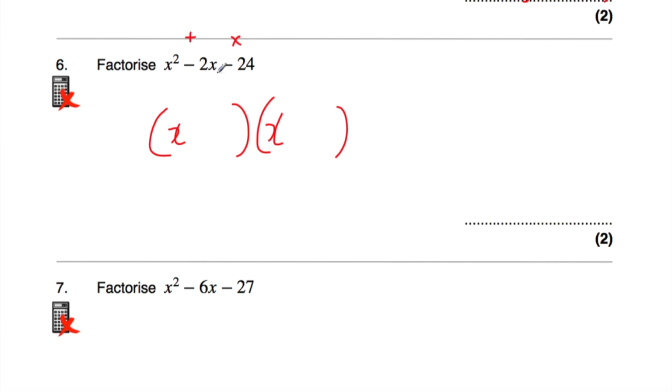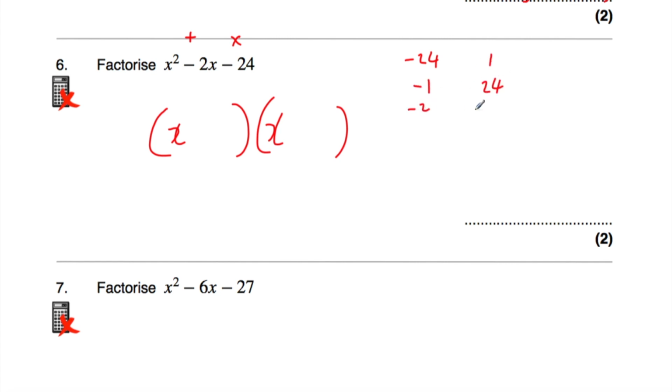Now, because the two numbers times together to be a negative, that means that one will have to be positive and one will have to be negative. Because if they were both the same, like two positives or two negatives, you get a positive answer. So let's think of numbers that will times together to give us negative 24. So we could have negative 24 and 1. We could have negative 1 and 24.